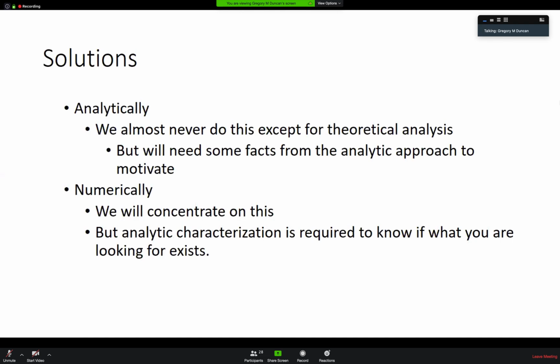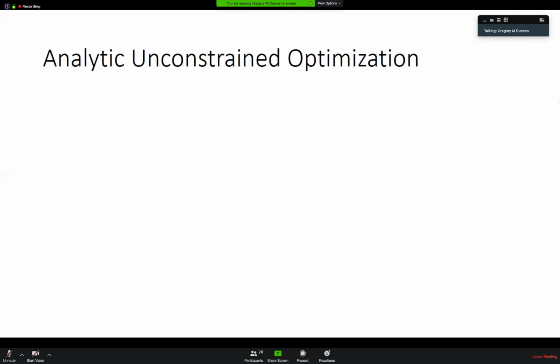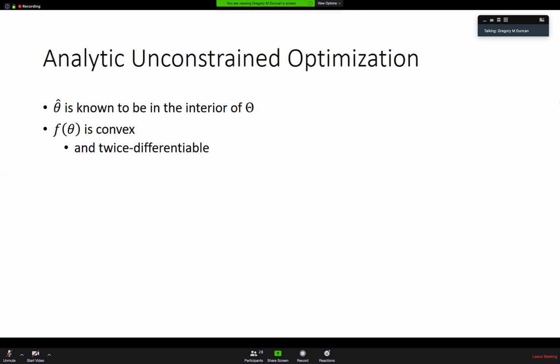Okay. The analytic characterization is required to know if what you're looking for actually exists. So, analytic unconstrained optimization. Let's say you know that theta hat is in the interior of theta. You know that F is convex and twice differentiable. You don't need twice differentiability, you simply need convexity.